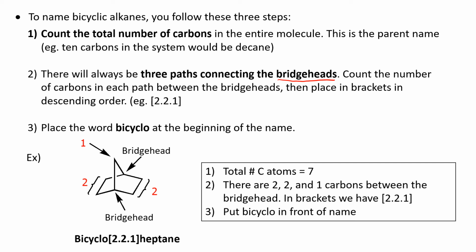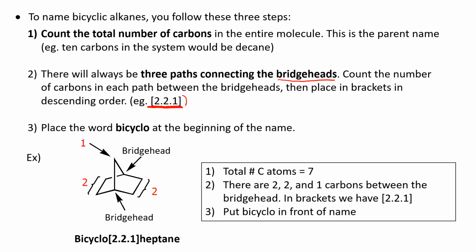And counting the carbons between each path, and we're going to put those in brackets here. So here's our numbers in between brackets, 2, 2, 1, in descending order. In step 3, we put the bicyclo at the beginning of the name. So let's look at our first example.